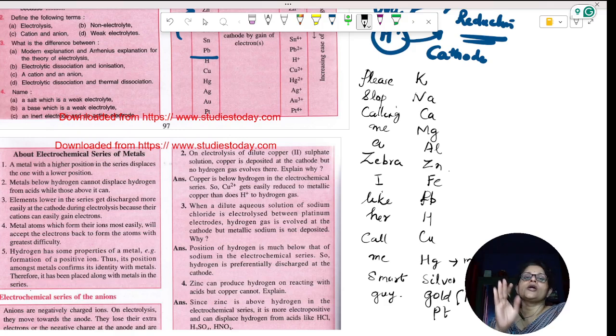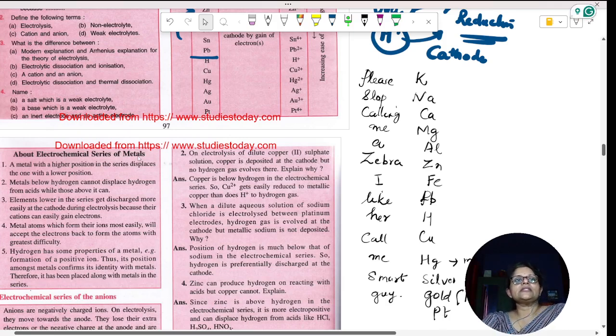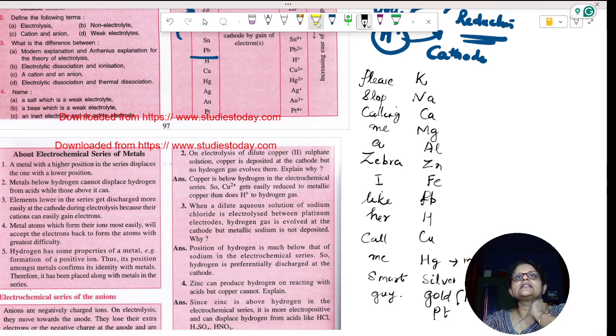Then only we will be able to solve reactions like displacement, double displacement, and all. It is also very important to know it in the electrochemical series as well. About the electrochemical series of metals: a metal with a higher position in the series displaces the one with the lower position in a chemical reaction. The metals below hydrogen cannot displace hydrogen from acids, while those above it can.